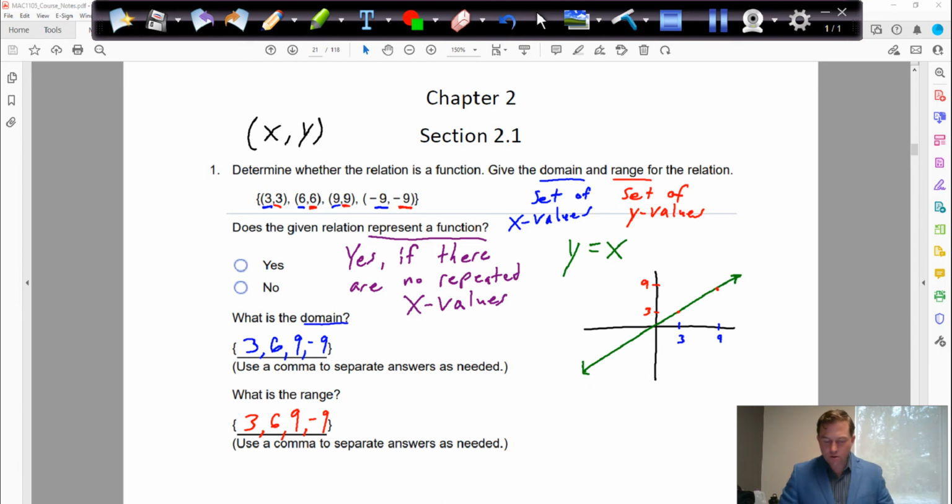Okay, now we're going to expand a little bit about that in a little while, of why I don't want repeated x values. But for now, let's just say all you have to do to answer this question is look at your domain and say, is there anything repeated? 3 is different than 6, is different than 9, is different than minus 9. So notice you do have technically 2 9s there. One's plus, one's minus, so they are different. So we have no repeated x values, therefore, yes, it is a function.